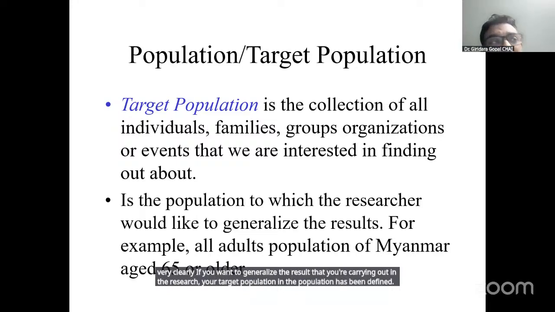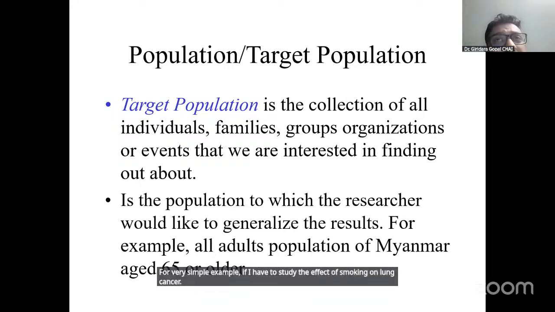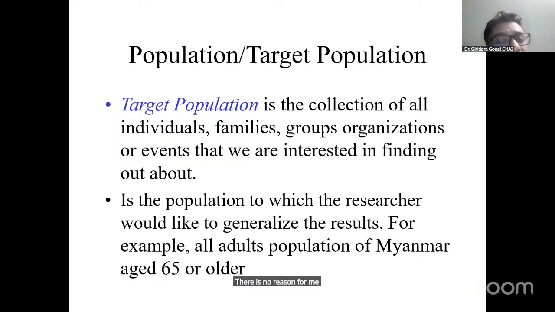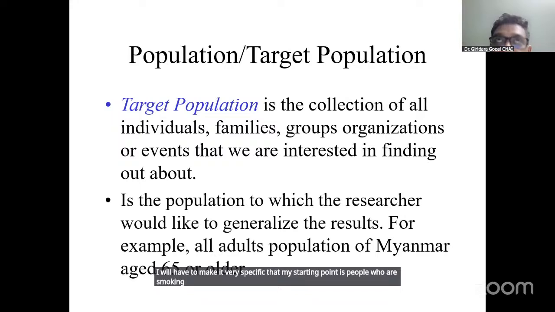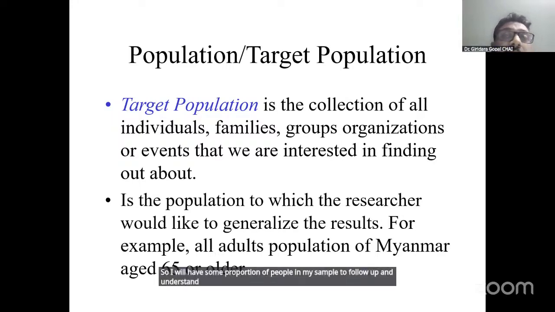For a very simple example, if I have to study the effect of smoking on lung cancer, there is no reason for me to go and approach non-smokers. I will have to make it very specific that my starting point is people who are smoking. But yes, if I have to understand the effect of smoking on lung cancer, then I would also need to have a control group. So I will have some proportion of people in my sample to follow up and understand among non-smokers how many would or would not develop lung cancer. So it's very clear, right?